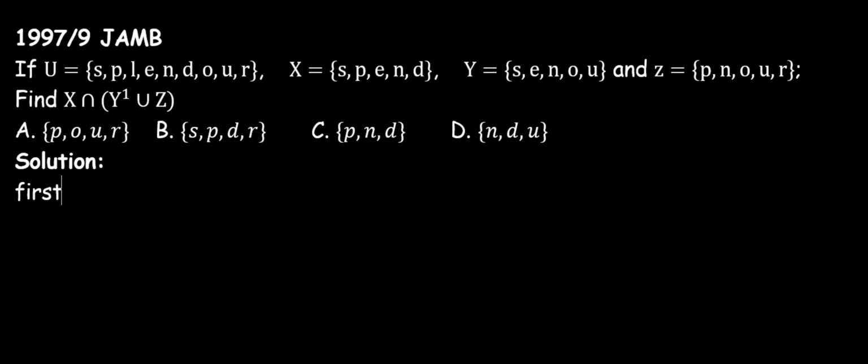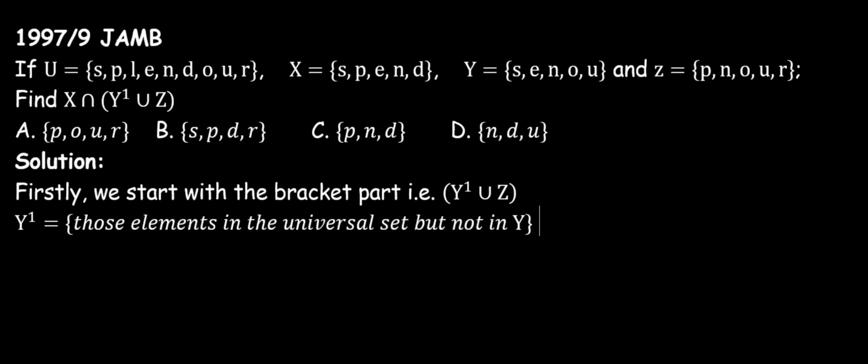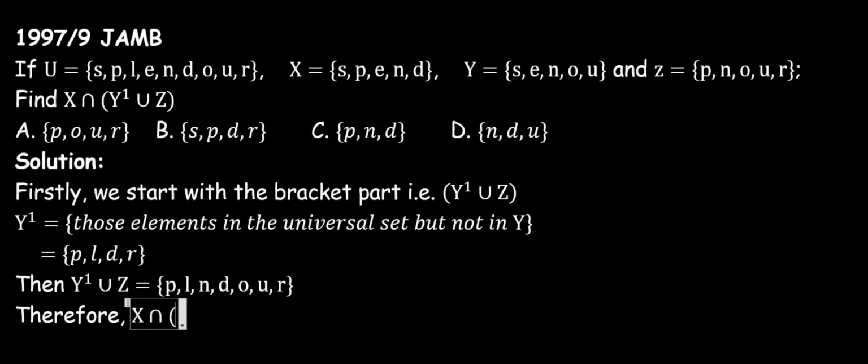Solution. Firstly, we start with the bracket part, that is Y prime union Z. Note that Y prime is equal to those elements in the universal set but not in Y, which is equal to P, L, D, R. Then Y prime union Z will be equal to P, L, N, D, O, U, R. Therefore, X intersection (Y prime union Z) will be equal to P, N, and D.